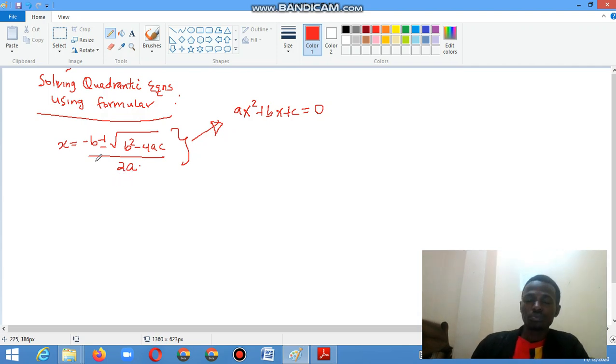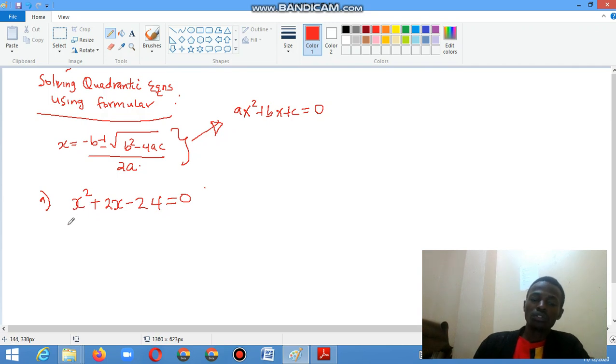So let me give you example number one. A question: solve this quadratic equation. We are going to use the same equation as the one we solved using the factorization method, which was x squared plus 2x minus 24 equals 0. So we are going to solve this equation using another method, the formula.